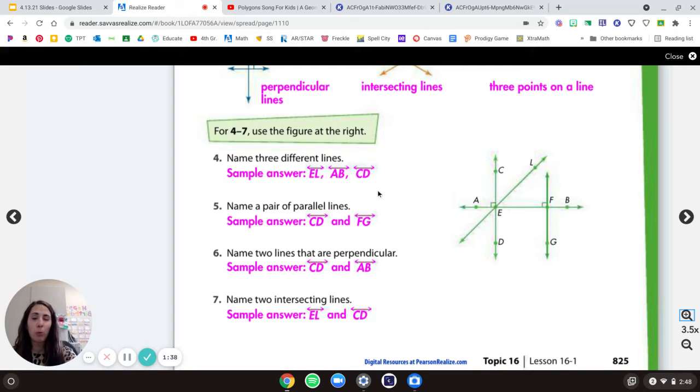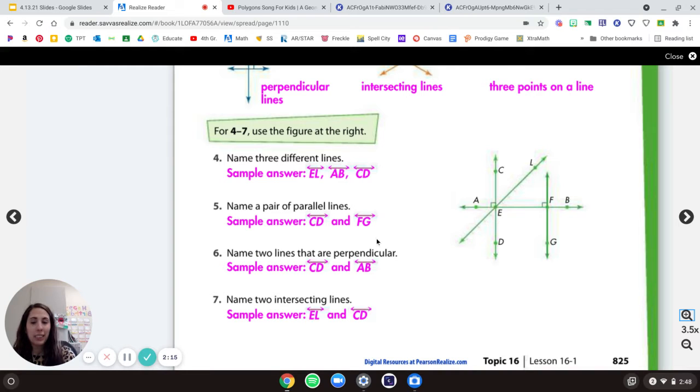Then it wanted you to name one pair, so 2 lines, naming 2 lines that are parallel. You could have said line CD and line FG, or you could have flipped them and done like GF or DC. But you want to make sure you get that line symbol above, like we talked about, or write the word line. Okay, those are the only 2 parallel lines that I see, because this one and this one would eventually touch, because remember they keep going on forever, so it couldn't be LE and FG.